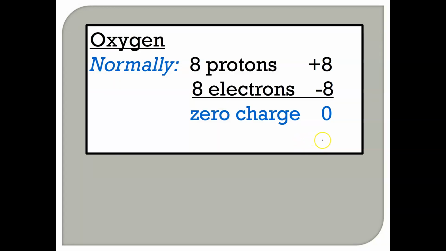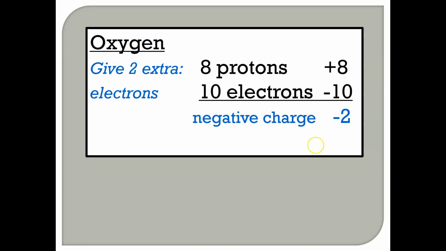So let's look at oxygen. Normally we would have 8 protons and 8 electrons. They cancel each other out nicely and we get a neutral atom, 0 charge. But if I gave oxygen 2 extra electrons, now I have a plus 8 from my protons. Now I have 10 electrons and they're each a negative 1, so I get a negative 10. You can see that they don't cancel each other out perfectly. I have too many electrons this time. So a negative charge means that I have these extra electrons. So I get a negative 2 charge.